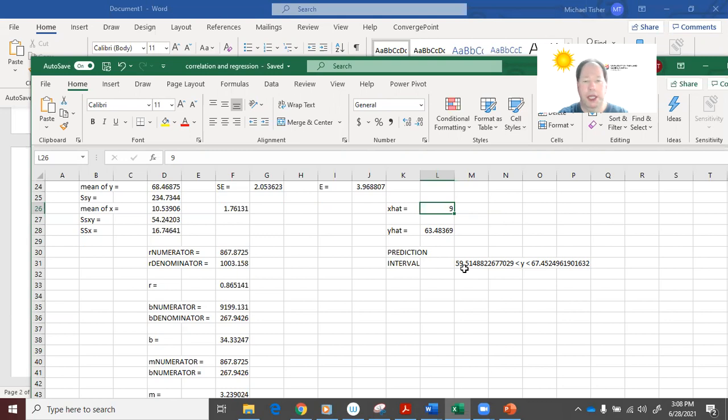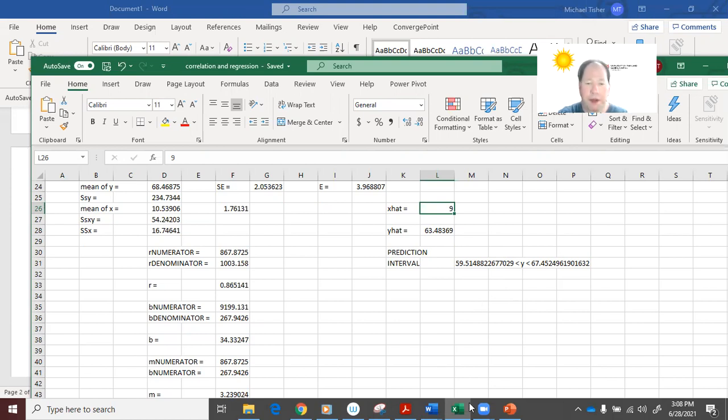Now what we want to note is how big this error is. So the lowest number is 59.51 something. The highest number is about 67.45 something. And so that's roughly a difference of, let's see what the difference is for that. That's roughly a distance of 7.94 inches, which may not be so bad.